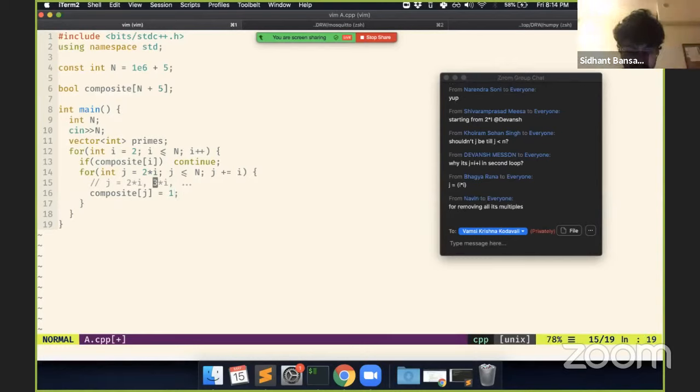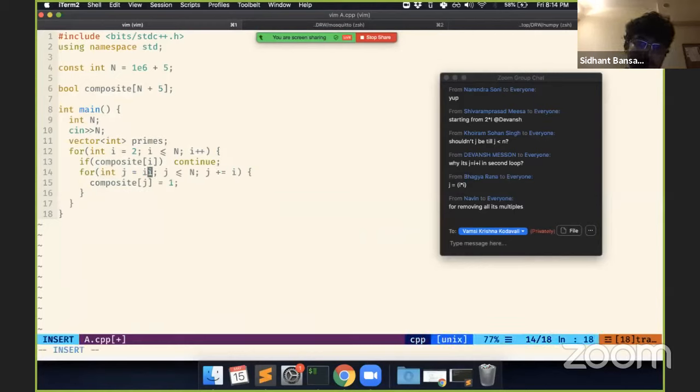You can search on the internet; there are much more efficient implementations of the sieve of Eratosthenes. This is the most basic one, but as far as I know, this never TLEs. I haven't seen people getting TLE on this implementation. But Bhagya is correct that there are more efficient implementations. One of them starts this with i squared, the idea being that you don't need to start from 2 times i because some things are already crossed out. I don't want to go into the detail, but it's a good hack; you can read about it on a Codeforces blog or something.